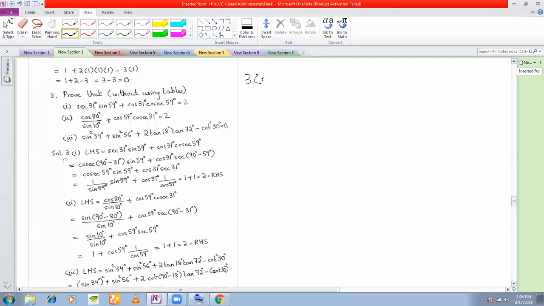Part 2. Question is prove that. So we start from the left hand side. You need to prove this is equal to 2 cos 80 degree divided by sine 10 degree plus cos 59 degree cosec 31 degree. Again here you see cos by sine. So you can change any of the two, either cos to sine or sine to cos. Let us change sine to cos. Cos of 90 degree minus 10 degree.